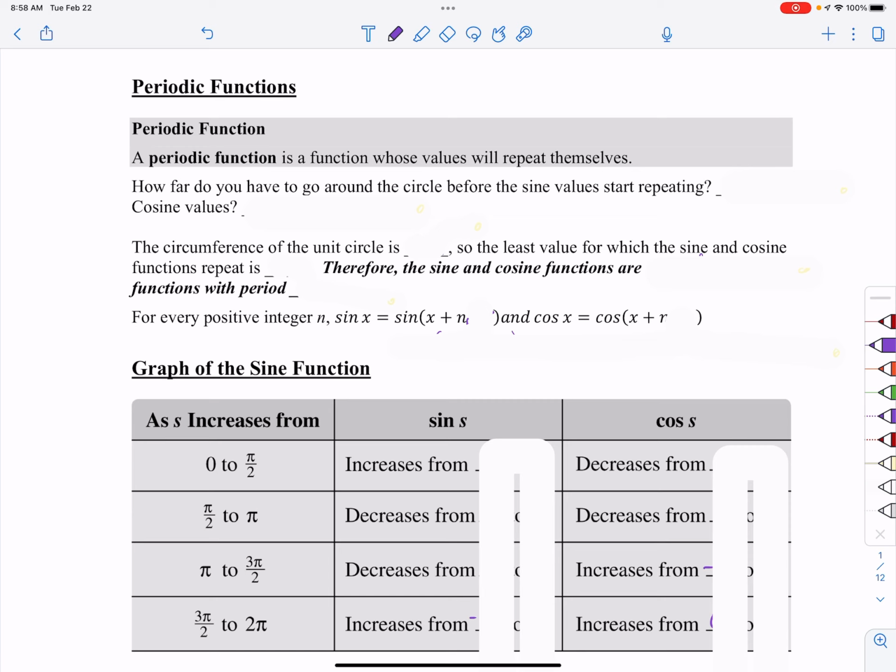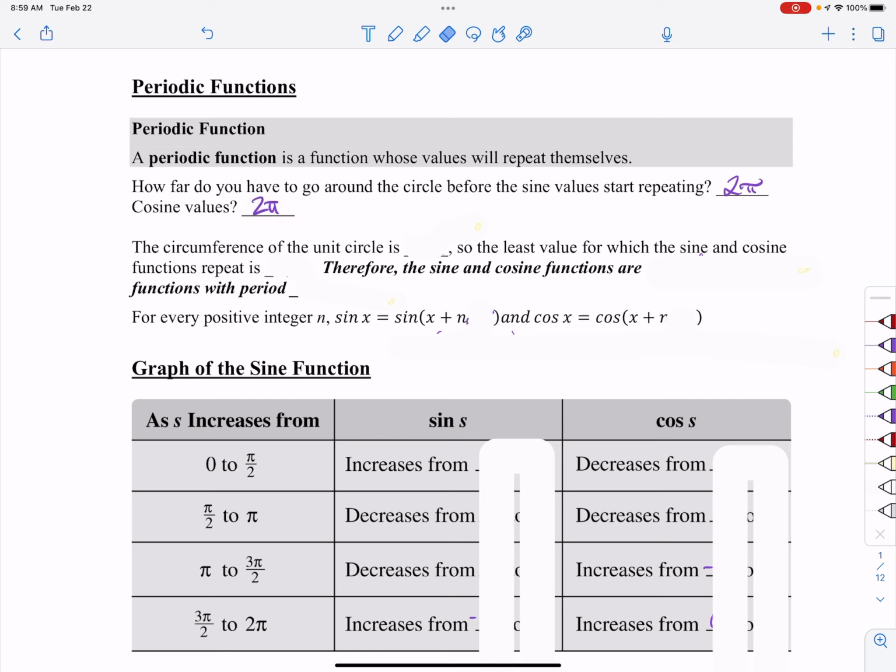So I want you to have your unit circle out. How far around the circle do you have to go before your sine values start repeating? Now remember, the sine values are going to be the y values of the coordinates on your unit circle. So how far do you have to go around the circle before they start repeating themselves? You should have said 2 pi. How far do you have to go around the circle before the cosine values start to repeat themselves? And once again, you should have said 2 pi.